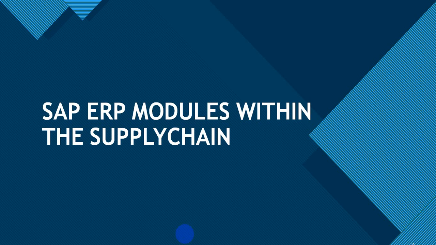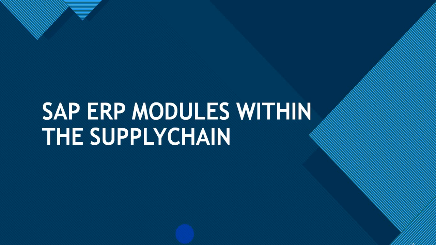SAP ERP modules within the supply chain. What are the modules within the supply chain? Now, I want you to note something. There is a standalone solution called SAP Supply Chain Management, SCM. All right, but it's a standalone solution. But the power of the ERP is that it takes all these and then integrates them with other modules or business processes like finance, like HR, like plant maintenance and the likes, production planning. Okay, no, production planning is within the supply chain. Okay, so that's the power of the ERP.